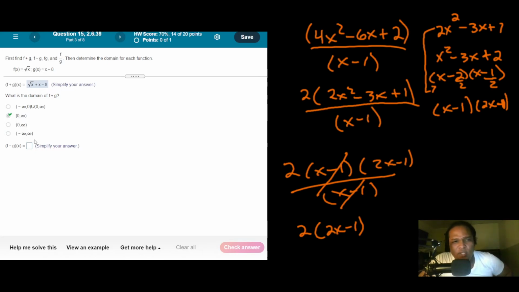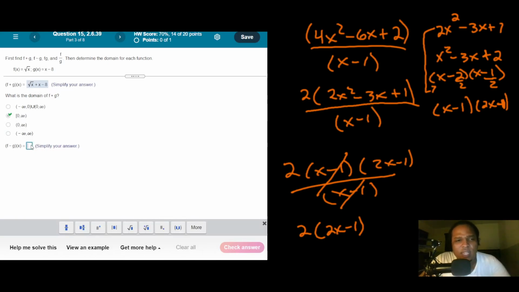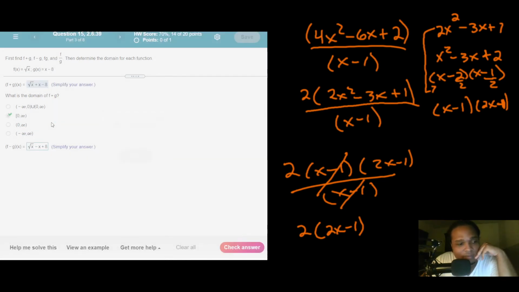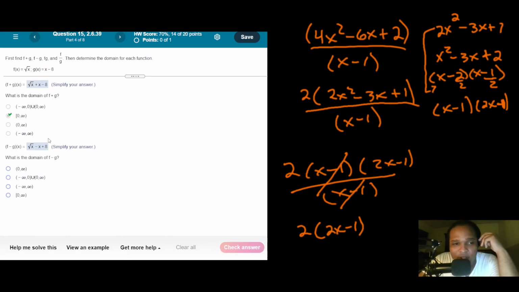Okay, f minus g. It's almost the same thing. We're just going to take our f, which is the square root of x, and we're going to subtract the whole g function. So if you're going to subtract the x and subtract the negative 8, make sure you distribute the negative. That'll be negative x and then plus 8. Right? We distribute the negative. All right, fantastic. Okay, what else do we have?